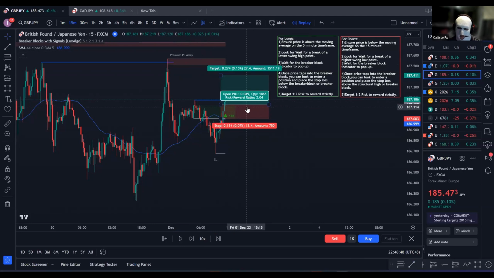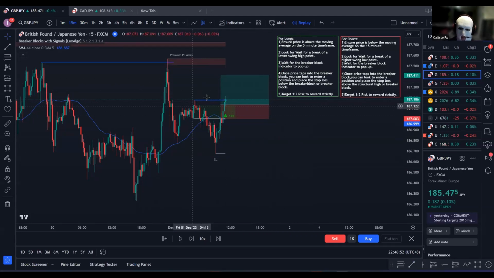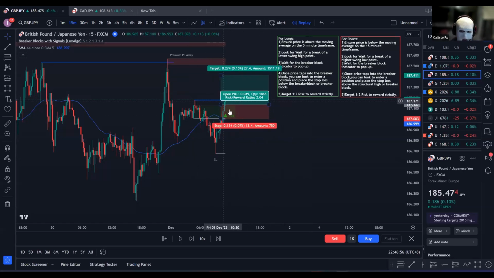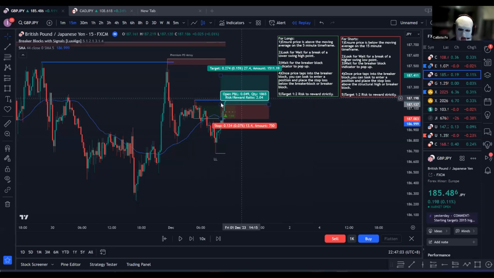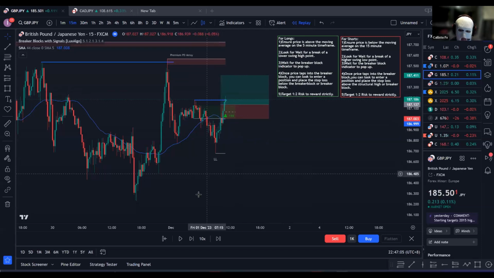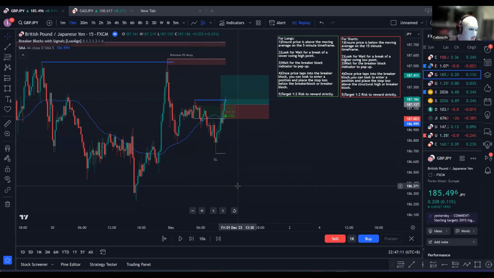Criteria 1 done. Number 2, very simple. Break already. Ensure the price is above the 15-minute moving average. It is above the 15-minute moving average. So what now? Guys, do you remember what you should do next? What is the next step?